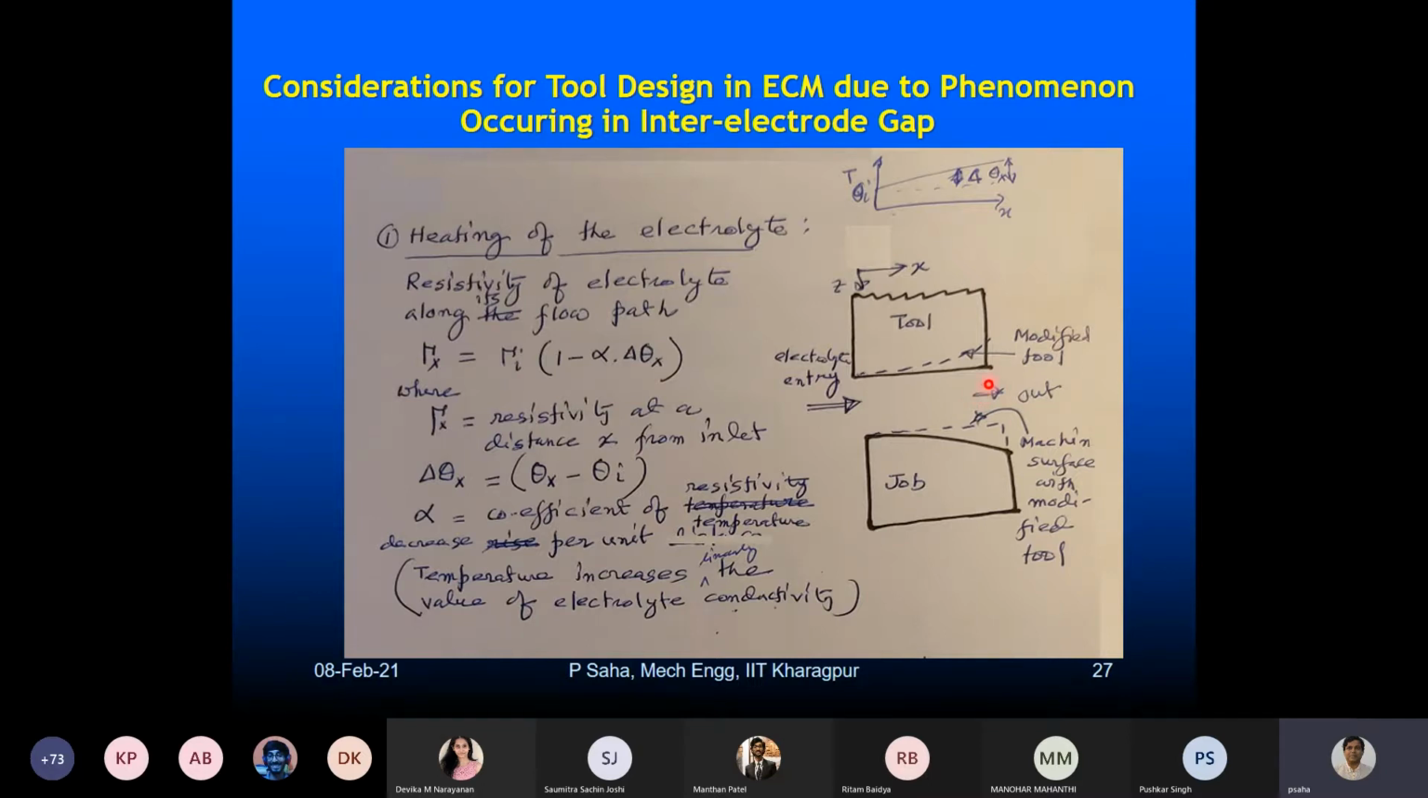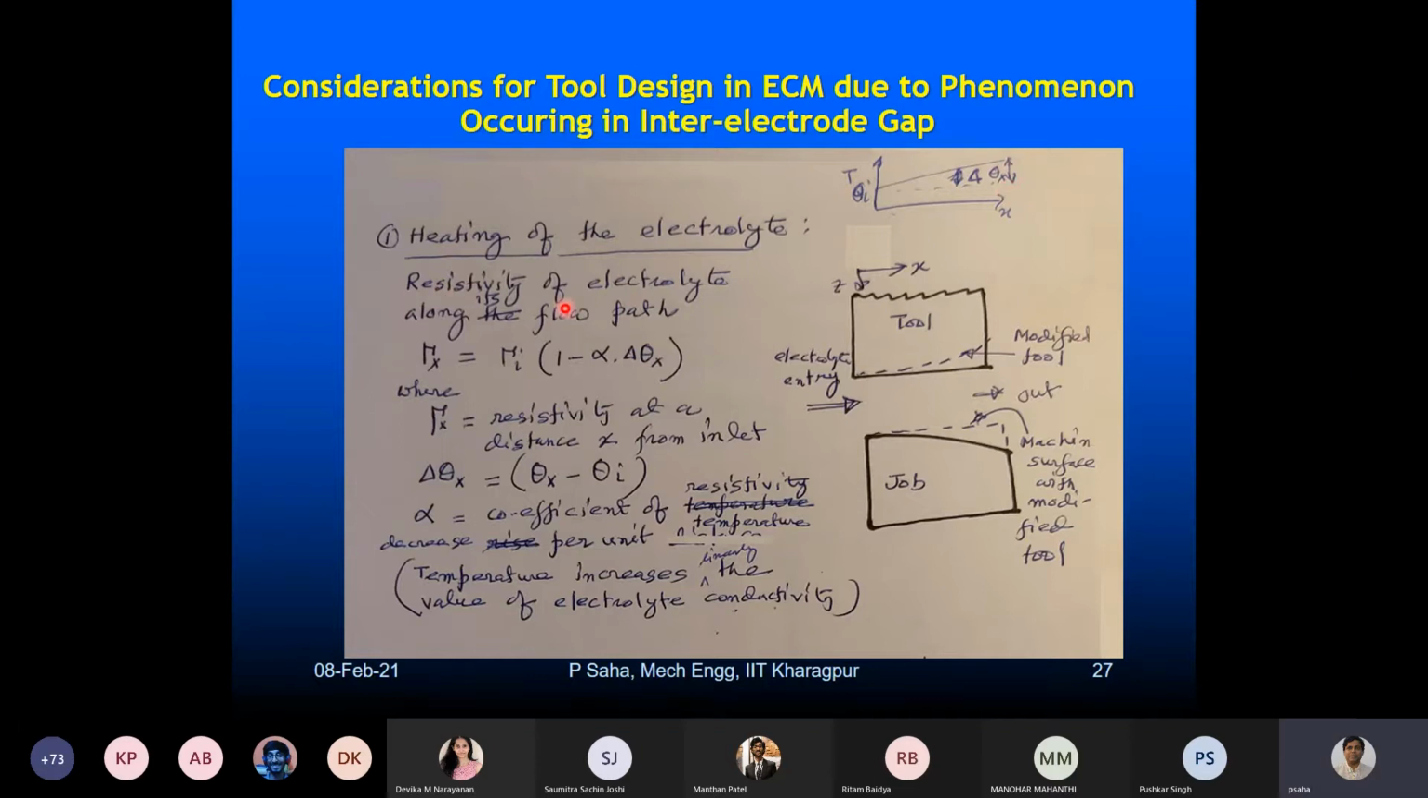The answer is yes. If you see, we can assume the temperature may vary linearly with distance. If this is 0 and this is x, at any point from left to right, the temperature will rise, and it will rise at the outlet by a temperature of delta theta.